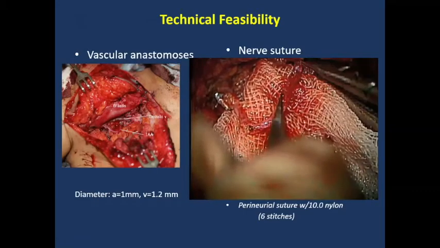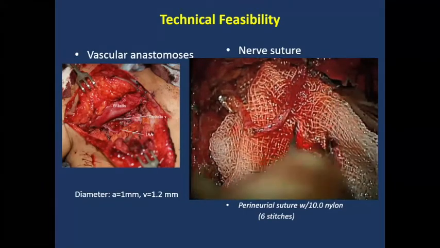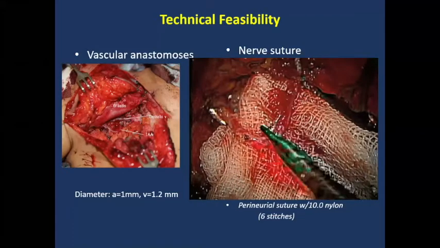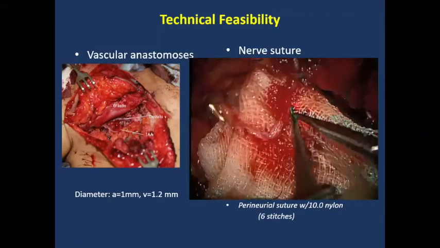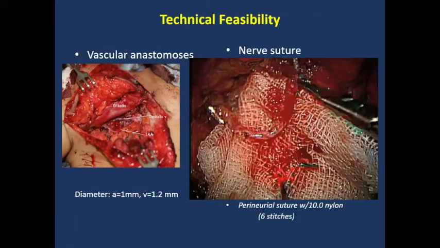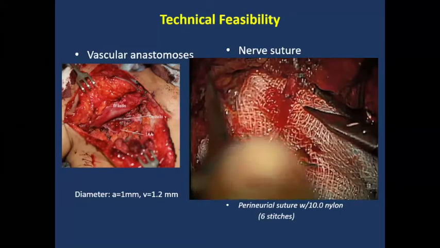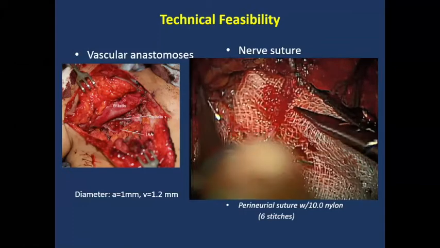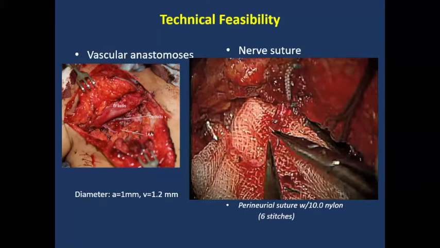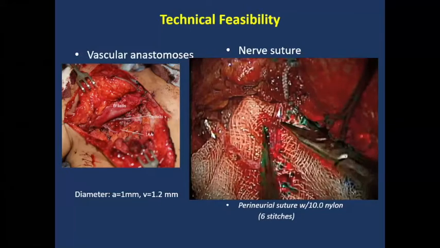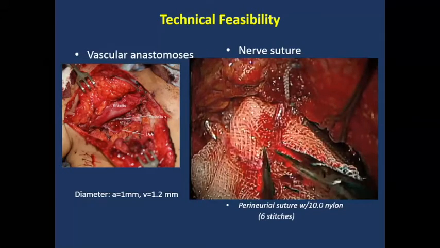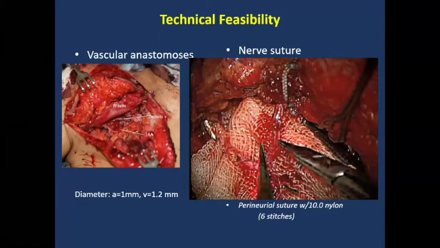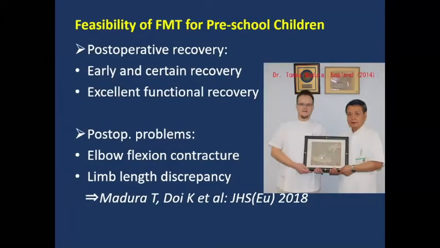The diameter of the vessel is large enough to connect by a standard microsurgeon like me, and secure peripheral nerve suture with 10-0 nylon with 6 stitches was imperative to successful reinnervation. We must transfer for preschool children, which provides early and certain recovery and excellent functional recovery.